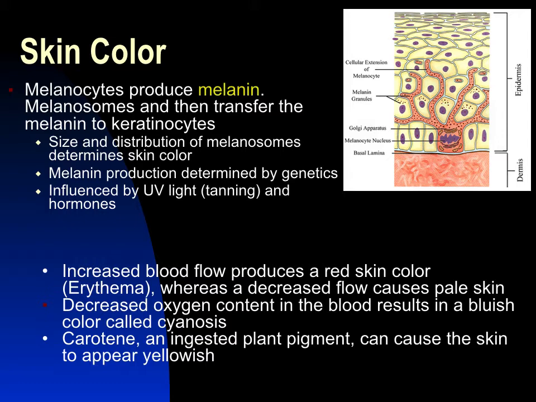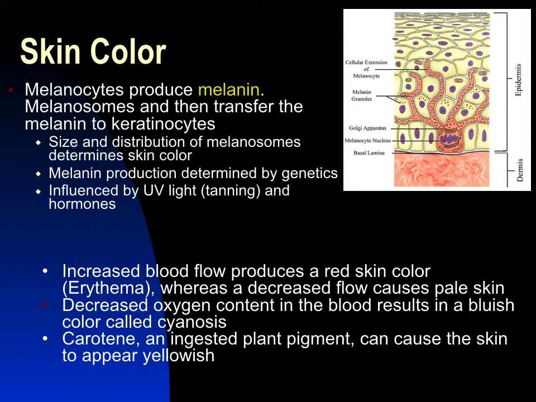And here you can see a melanocyte in a diagram. This is a large cell that's anchored in the stratum basale, and it produces melanin, but it transfers the melanin in little vesicles to other cells. The melanin winds up being distributed throughout the layers of the epidermis.